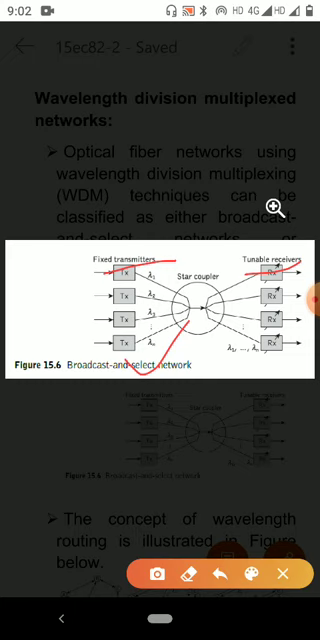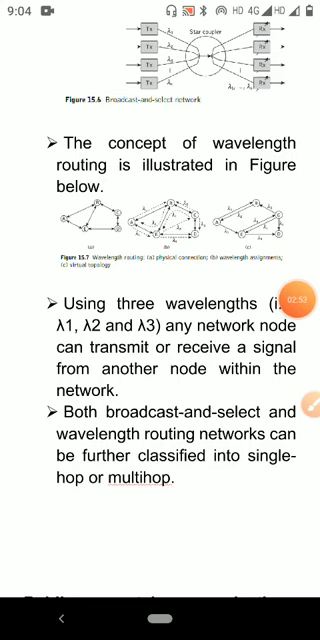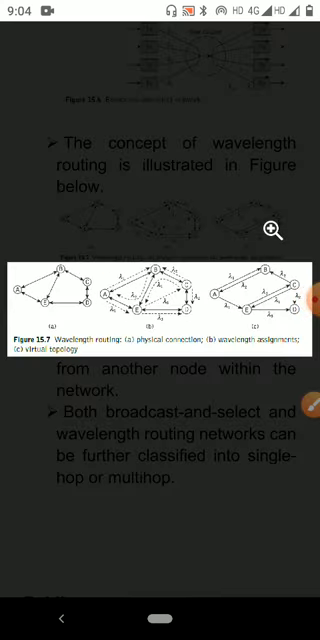Alternatively, a wavelength routing network can be used to avoid this wastage of transmitted power, where each node within the network is provided with restricted connections to the receivers. In wavelength routing, instead of distributing the message over the entire network, the signal is routed to the specific destination through either a single node or using multiple nodes. The concept of wavelength routing is illustrated in this figure.